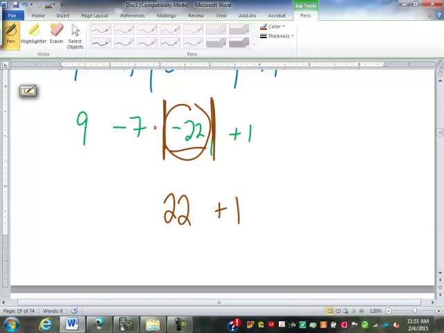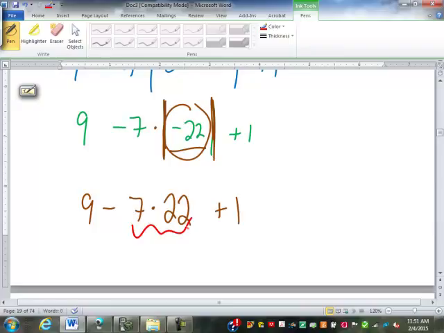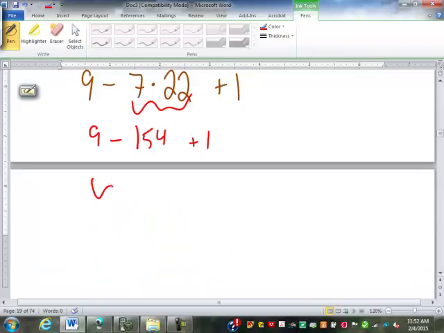We still, just like the parentheses, have to put in multiplication if there's a number in front with no symbol. So we put in the times between the 7 and the 22. Now, of course, 7 times 22 is 154. 9 minus 154 is a negative 145. Plus 1 is a negative 144.